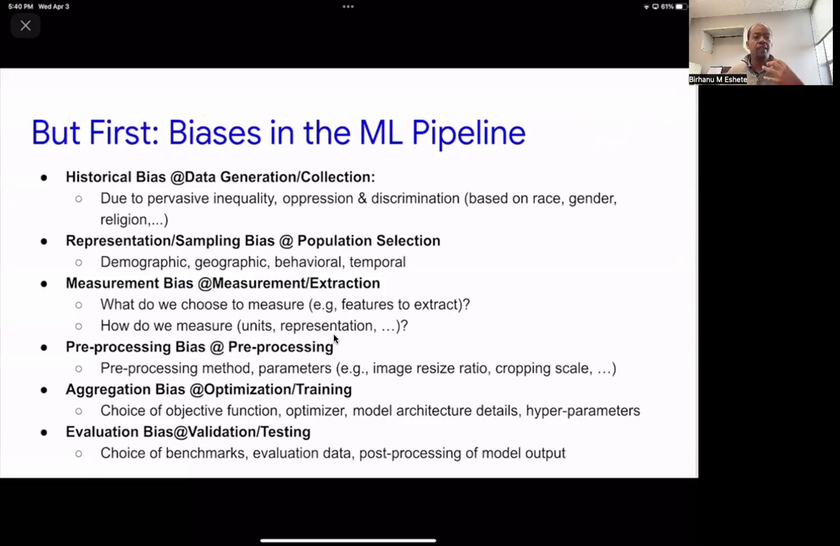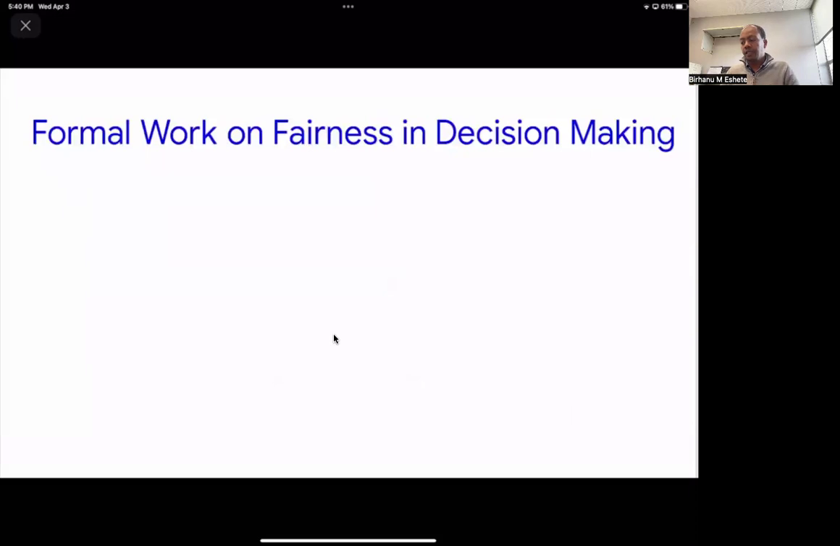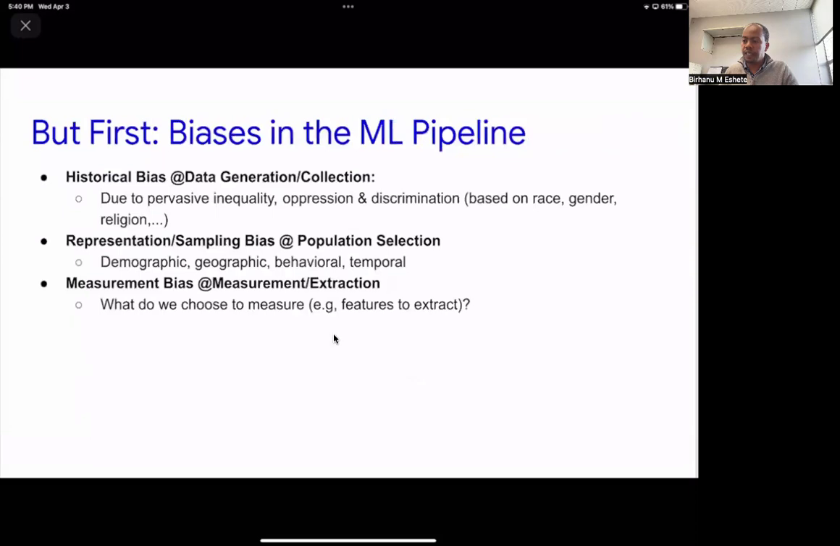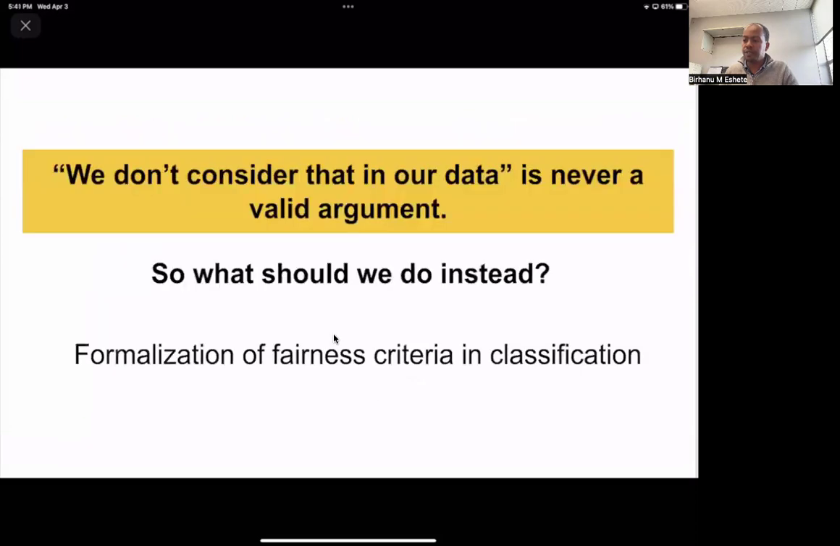So it is across the board, across the whole pipeline. So every time we think about bias and also fairness in the context of machine learning, we have to be mindful of the fact that bias could manifest or could be introduced anywhere in the pipeline. Okay, so with that background on where bias could happen in the machine learning pipeline, now let's talk about what to do about it, because not considering bias in our data is never a valid argument. Therefore, what should we do, right?